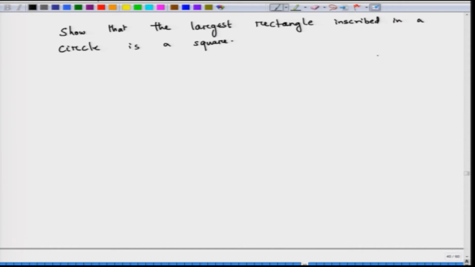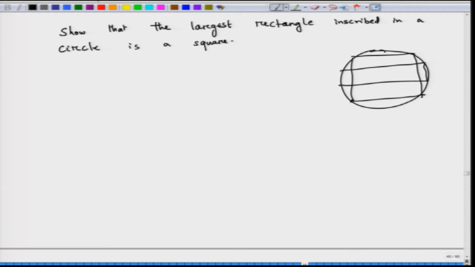So, you have a circle which inscribes a rectangle. It can be of various shapes like this. So, there can be so many rectangles which will be inscribed by this circle. Now, the question is, among all these rectangles, the rectangle which has the maximum area is going to be a square. Interesting problem.